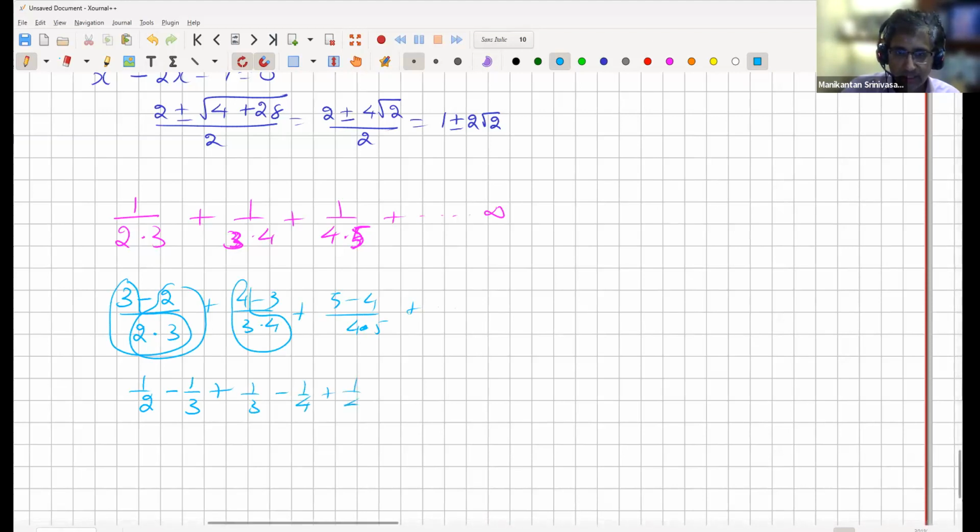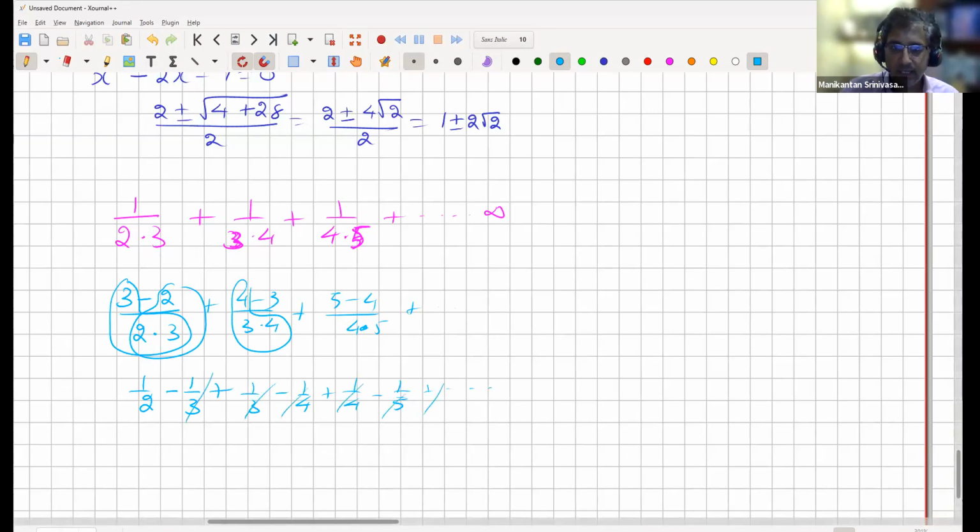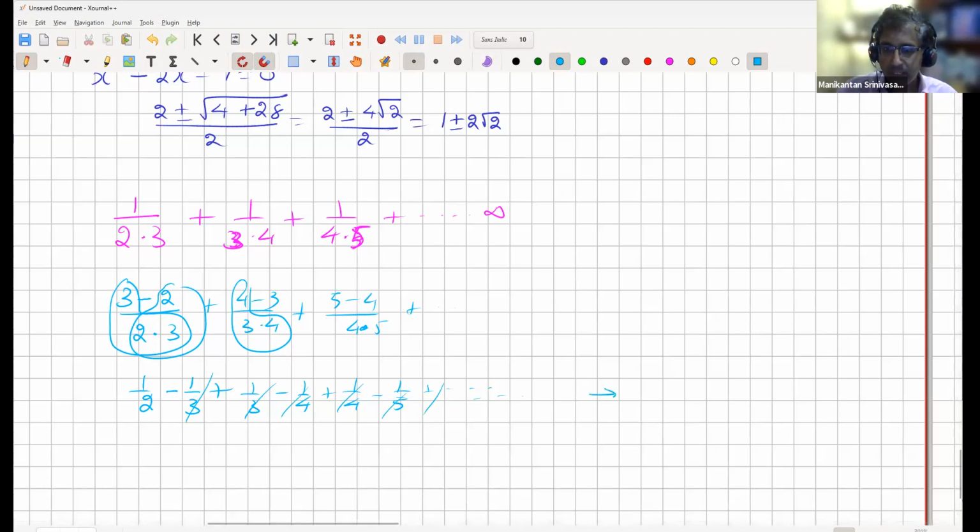And now we can see a lot of cancellations, right? And so on. So this will cancel this, this will cancel this, this will cancel this. If it goes till infinity, then the last term will be 1 by infinity, which is 0, which means it will approach half. It approaches half, not 0.